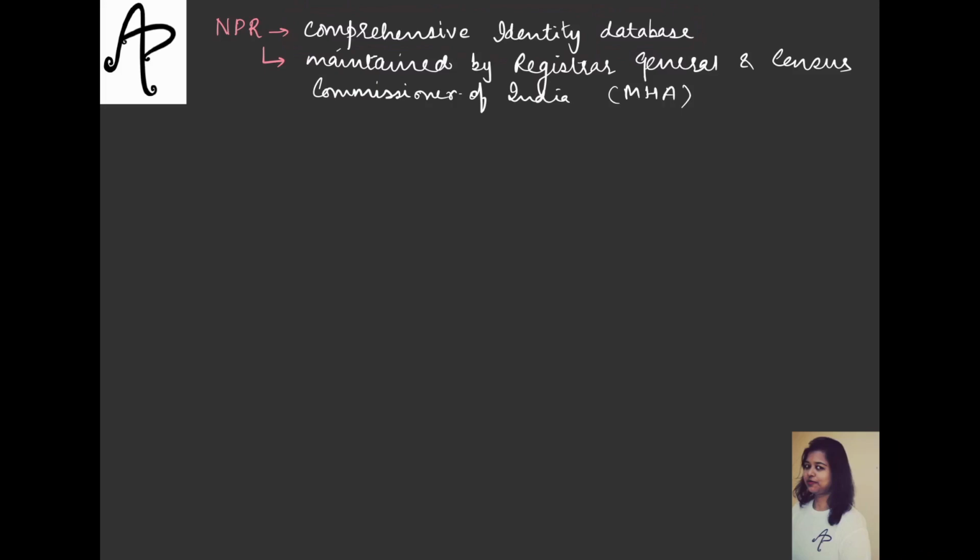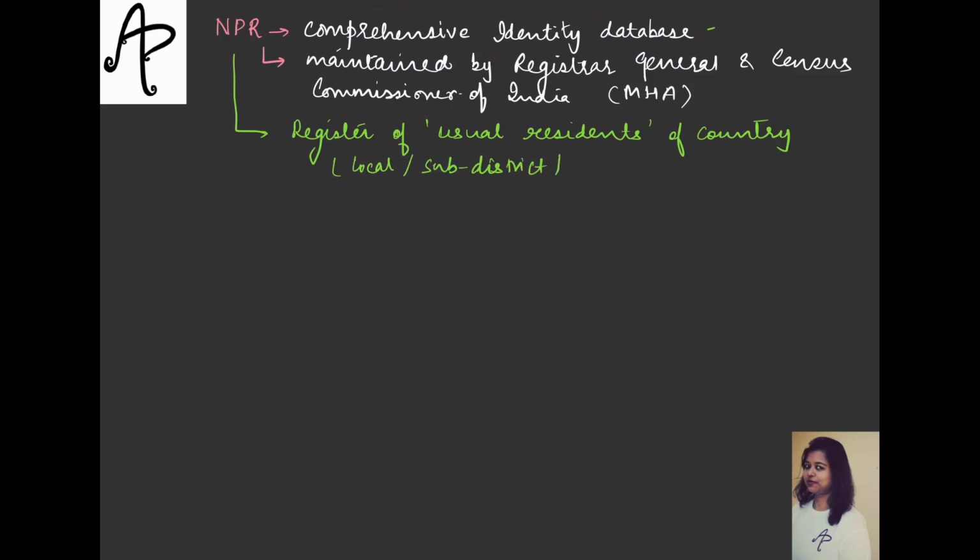So basically, अगर हमको define करना है, how do we define this NPR or let's say this register? We will say that it is a register of usual residents. Above, when I was talking about this database, I said database of people, identity maintaining of people. But what kind of people? So, register of usual residents of the country. Okay? And it is going to be prepared at different levels: local level, sub-district level, district level, state level, and of course the national level.